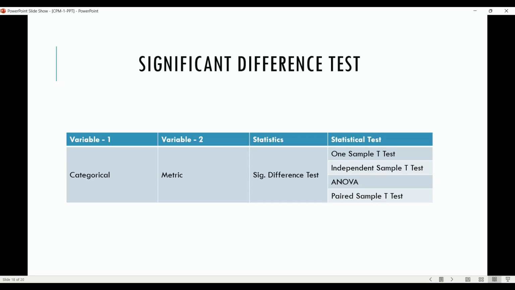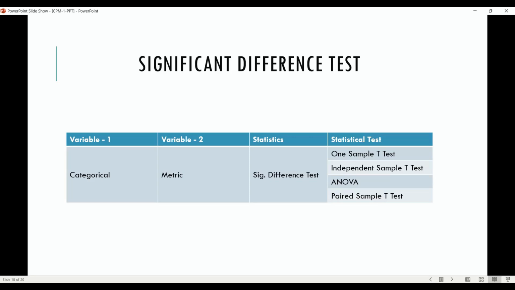And the important criteria for the paired sample t-test is that you're going to measure a particular value before and after an interval. At that point of time, you will be using the paired sample t-test. That is, the same sample is studied before and after a particular period of time. So at that point of time, you will be using the paired sample t-test.